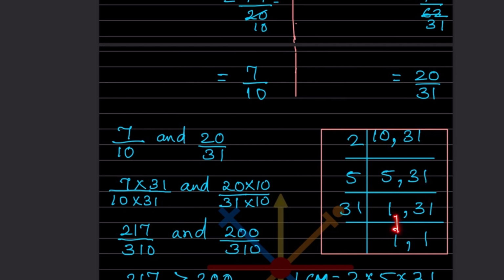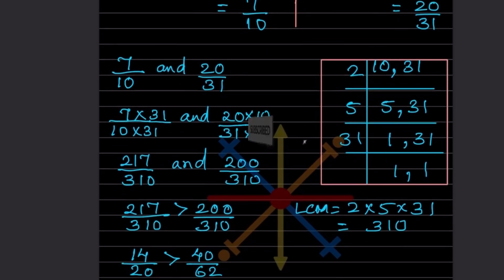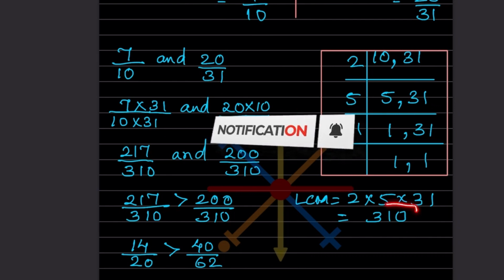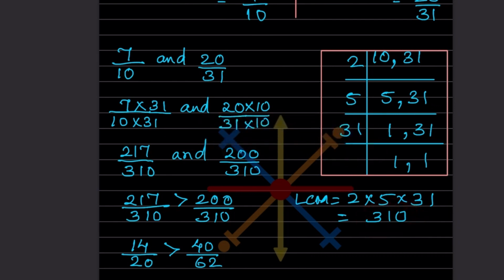Now see here, this one will be as it is. 31 ones are 31. Further we cannot do anything because this is a prime number. So these are the factors 2, 5 and 31. When you multiply them, we get 310. Now this denominator we have to make 310, so we are going to multiply by 10. And here, 31 multiplied by 10 is 310. Because this is 31, this also should be 31, and this is 10, this also should be 10.